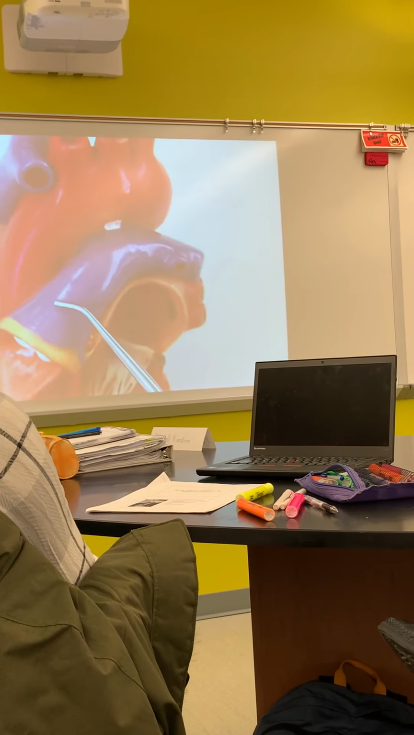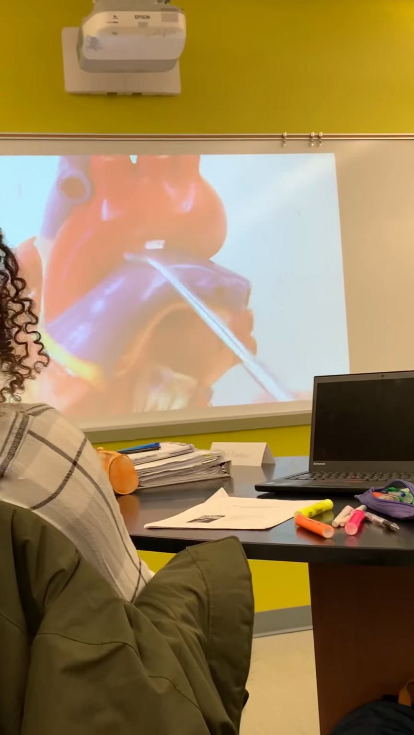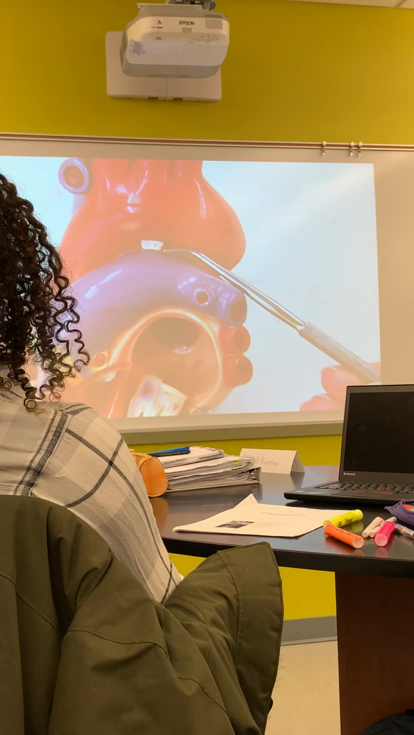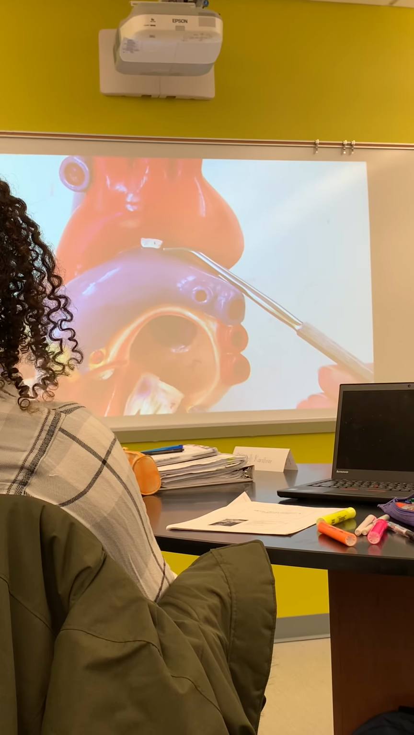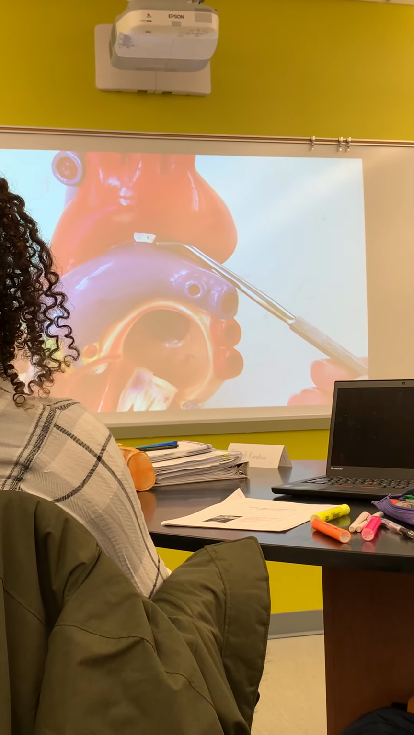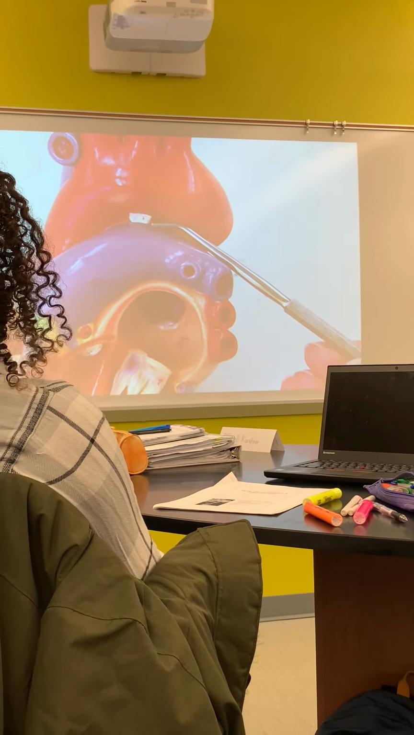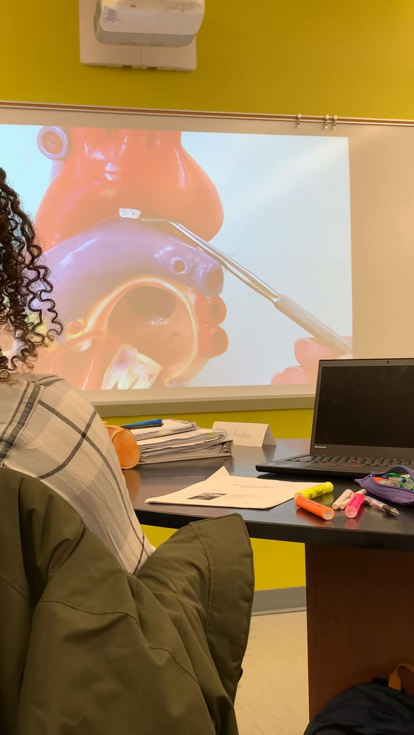This is the pulmonary trunk. This is part of the aorta. This white structure is called the ligamentum arteriosum. I could point to it and say, don't name this structure, tell me what it was before birth. Before birth, it was called the ductus arteriosus.